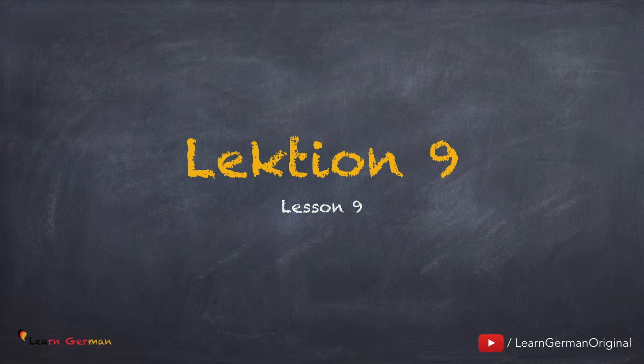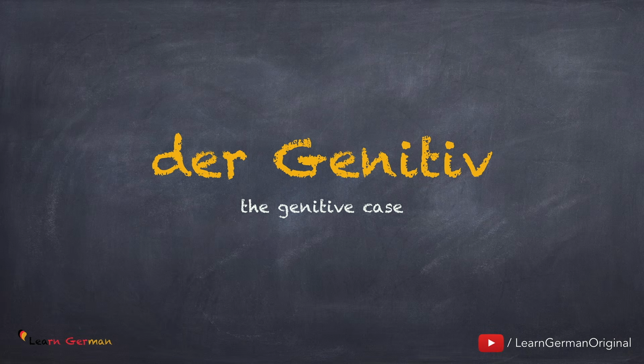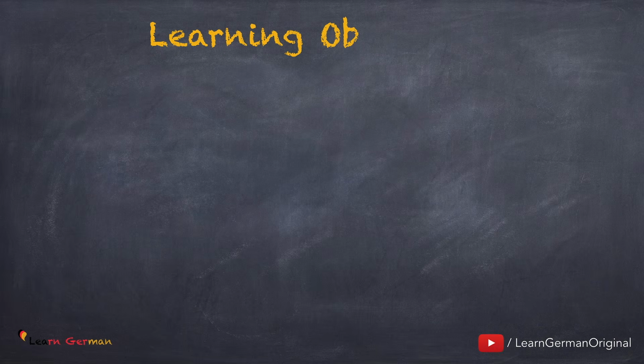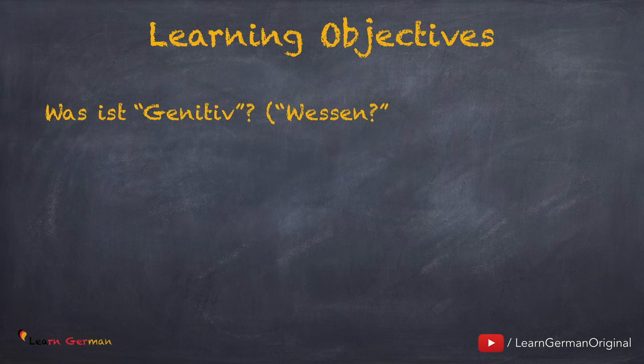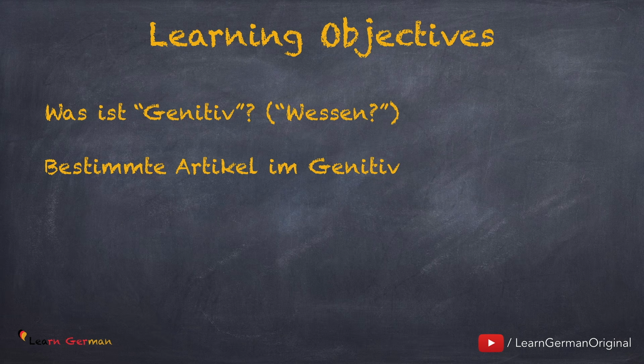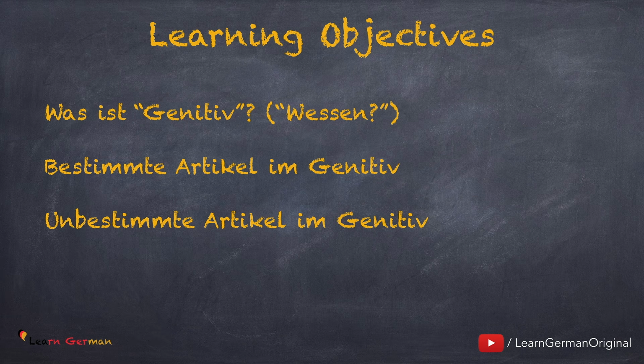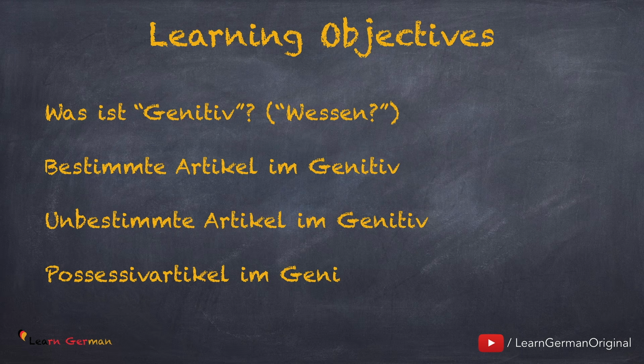Lektion 9. Der Genitiv. Let's first go through the learning objectives. In dieser Lektion lernen wir, was ist Genitiv und das Fragewort wessen. Dann lernen wir bestimmte Artikel im Genitiv und unbestimmte Artikel im Genitiv und endlich lernen wir die Possessive-Artikel im Genitiv.